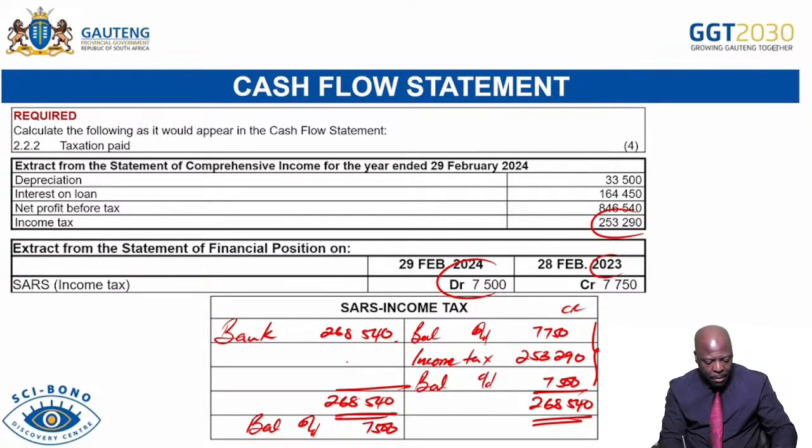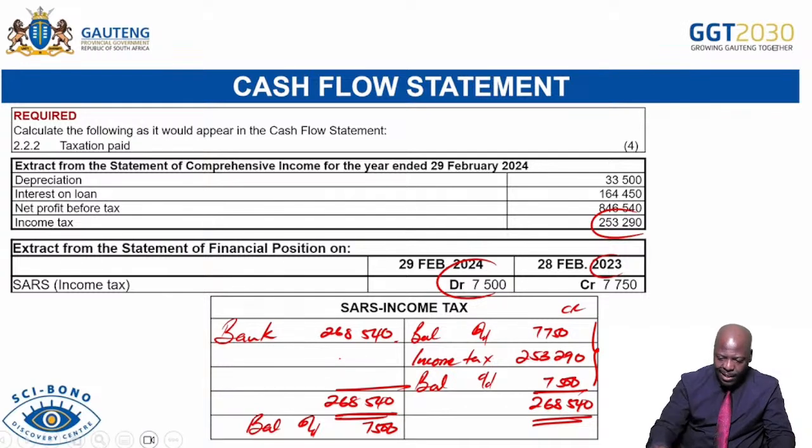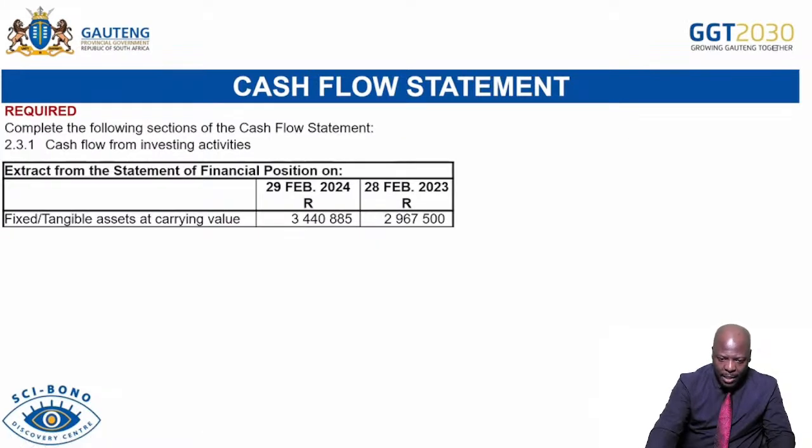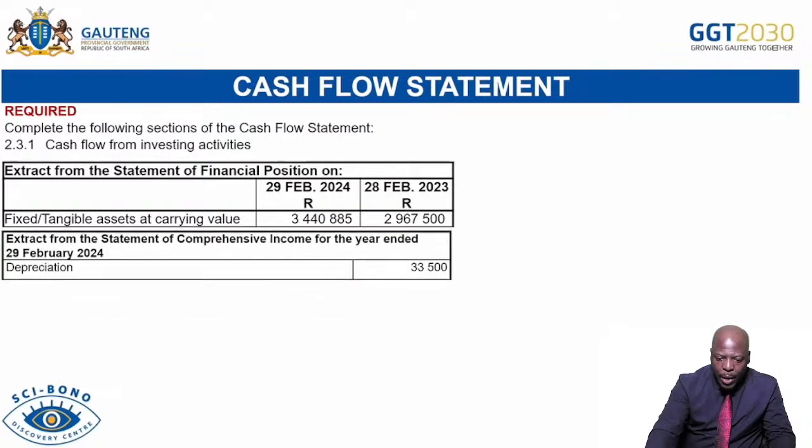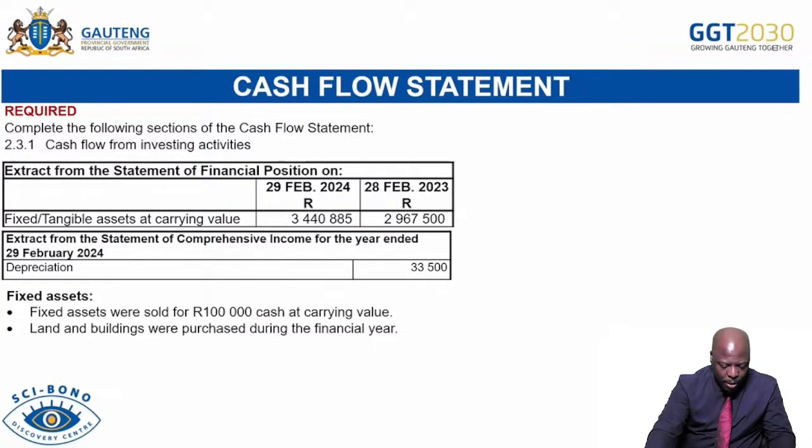That becomes your cash outflow that you show on the cash flow statement. Remember, under your operating activities. Let's go to the next one. Cash flow from investing activities. And we're given information. There is more information.